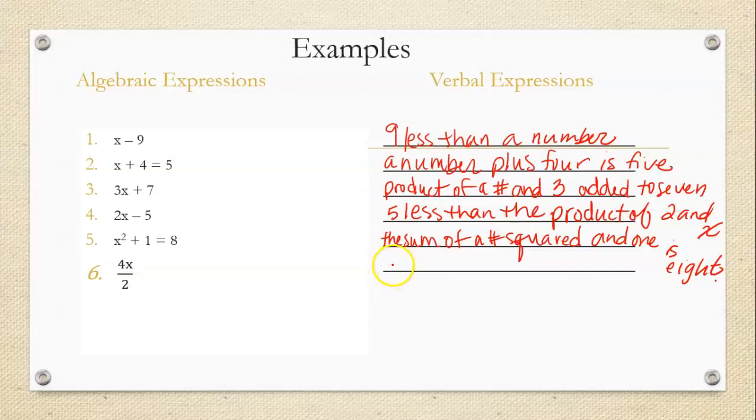And lastly, we have division, so we're going to use quotient. The quotient of, just going to write it like this. Again, there's multiple ways. 4 times a number and 2.